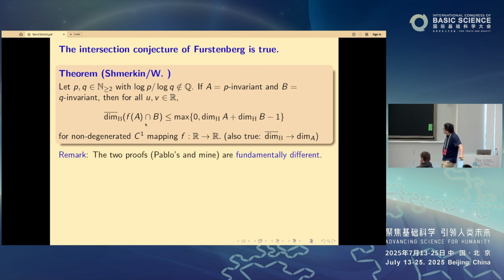There are two independent proofs. One is by Bablu and one is by myself. So actually we can prove a little bit more, not only for affine copies, but for any C1 map.